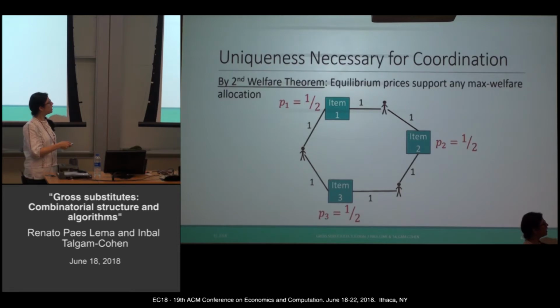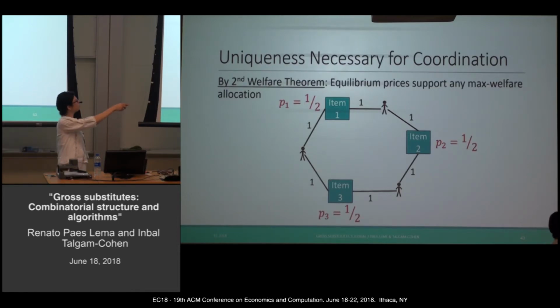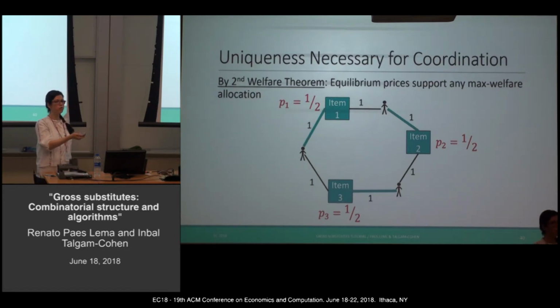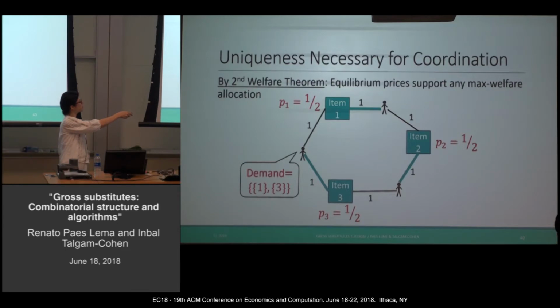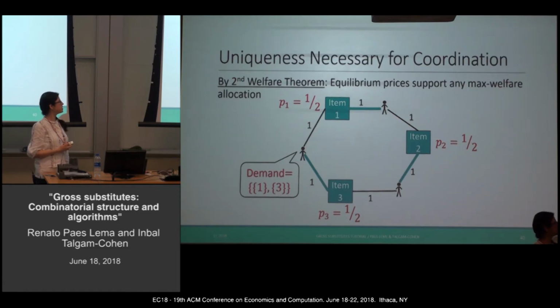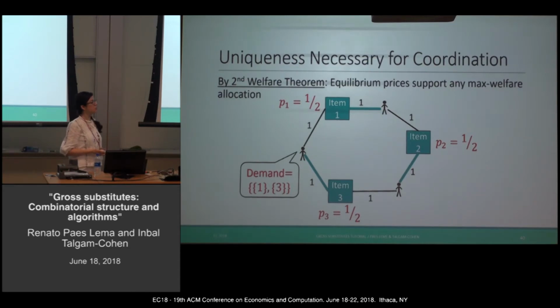OK. So this is just to show you an example. Let's take these equilibrium prices here. And notice that they have to support the two welfare maximizing allocations. And so necessarily in the demand of a player, there are two different subsets of items. And this means that the prices are potentially not coordinating. And so we see that uniqueness of welfare maximizing allocation is necessary. And it turns out to be also sufficient.